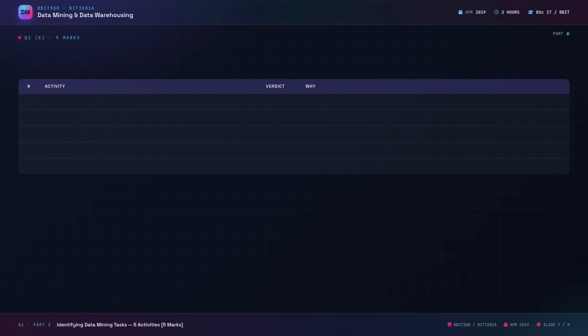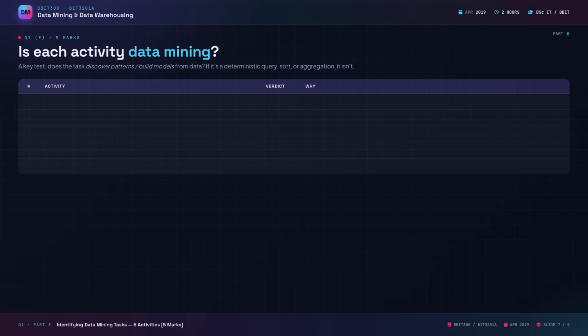Part E is worth 5 marks, and this is where a lot of students lose easy marks. You're given 5 activities and asked to decide whether each one is a data mining task. The key test is this: does the activity discover patterns or build a model from data? If it's just a deterministic query, a sort, or a simple aggregation, it is not data mining.